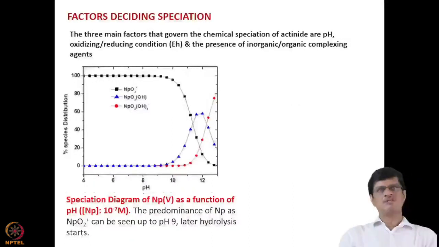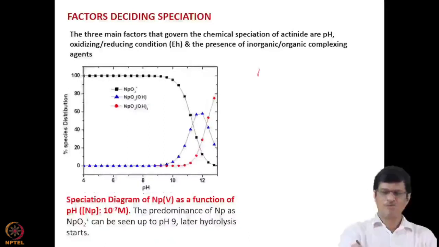Now, the factors which decide speciation are the pH existing in nature, particularly in the groundwater system and marine conditions. Then the oxidizing or reducing conditions, termed as the Eh, and also the presence of inorganic and organic complexing agents. So these are the main factors, that is the pH, Eh, and the complexing agents, which decide the speciation of the actinides. In this particular case, we have taken the example of neptunium(V).